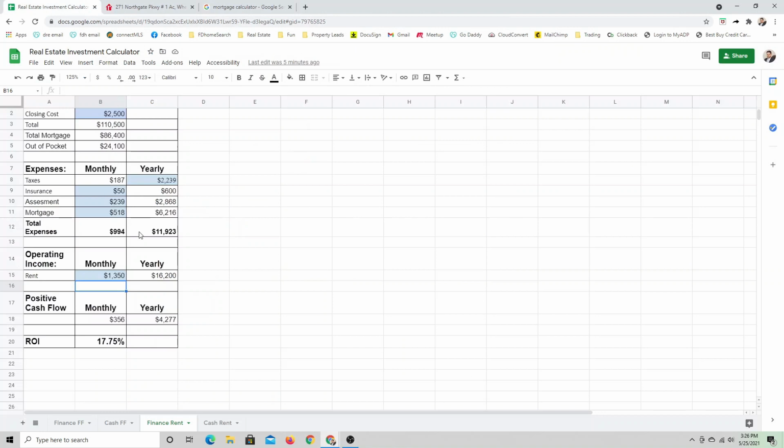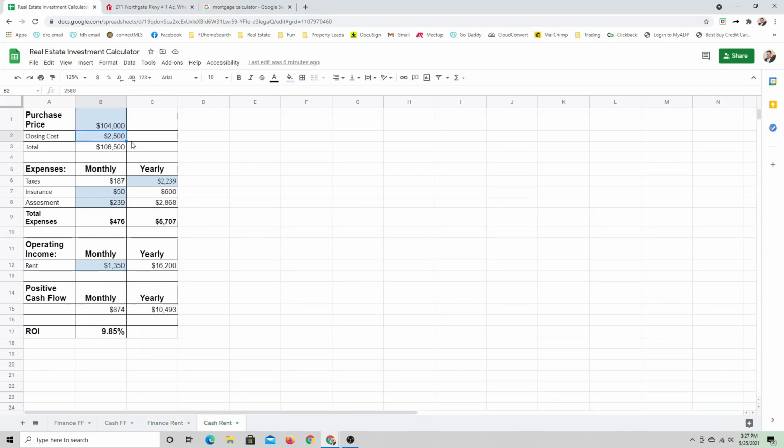So the mortgage amount is $518. The rent there is $13.50. So we're looking at a pretty good ROI. And I'm looking at this for a dollar for dollar. So we know your out-of-pocket expense is $24,100, and your yearly income is $44,277. For cash, it's about the same.